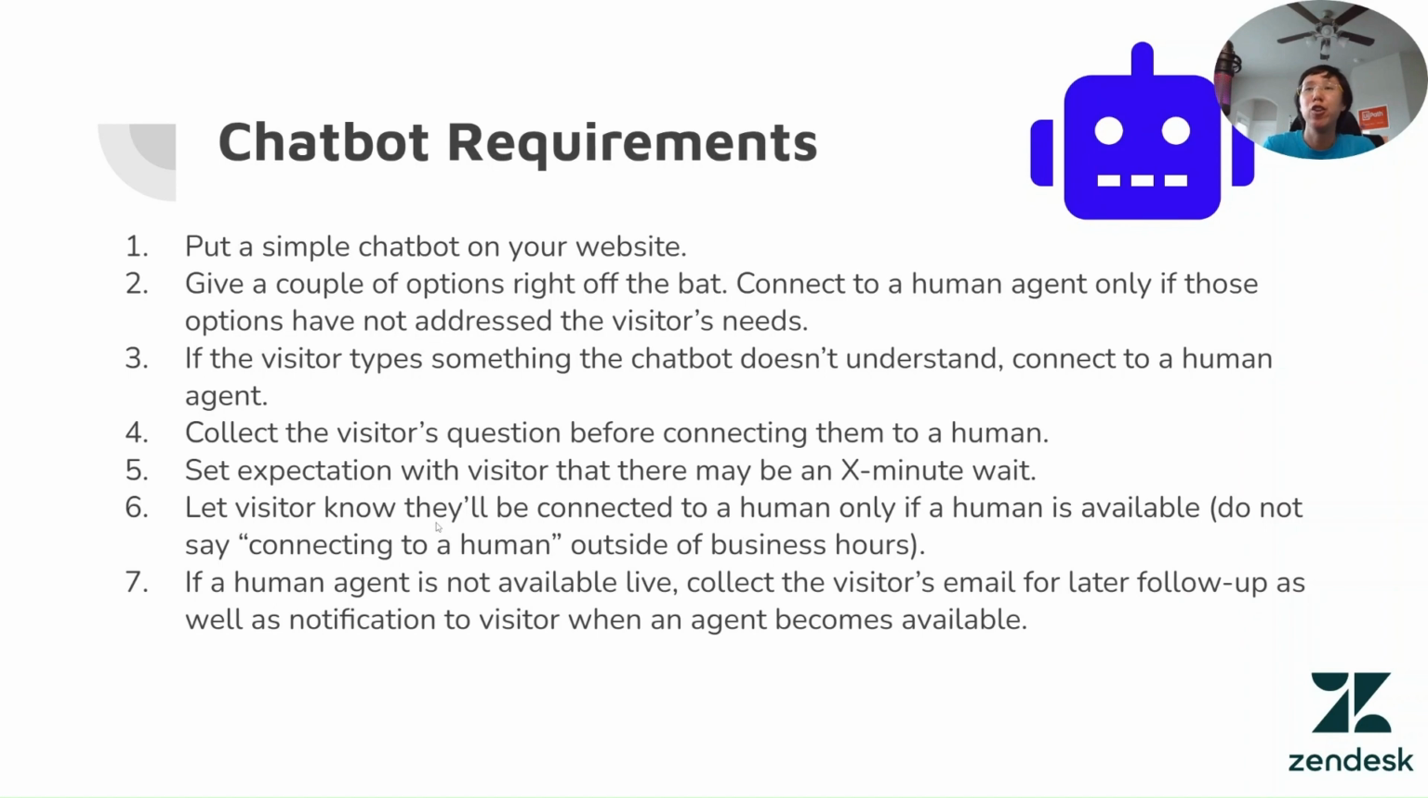And then number 7, if a human agent is not available live, collect the visitor's email for later follow-up as well as notification to visitor when an agent becomes available. The reason why we're setting this as a requirement is actually an improvement to an earlier version of a chatbot that I worked on. Previously, we would ask for the visitor's email, and a lot of times it just scares them away. Like if you go on a site and engage with the chatbot and the first thing they ask you is your email, maybe you're more reluctant to start a chat because you don't want to give that information away.